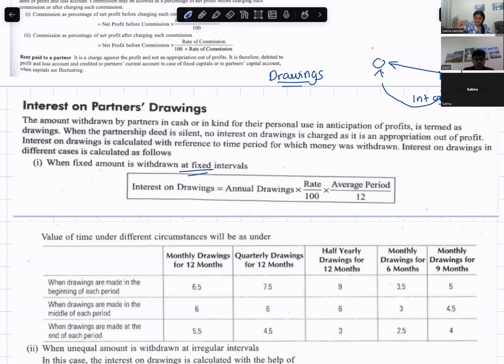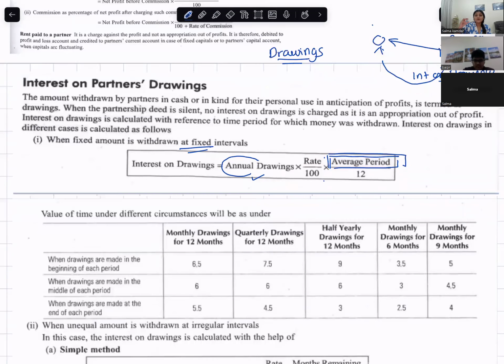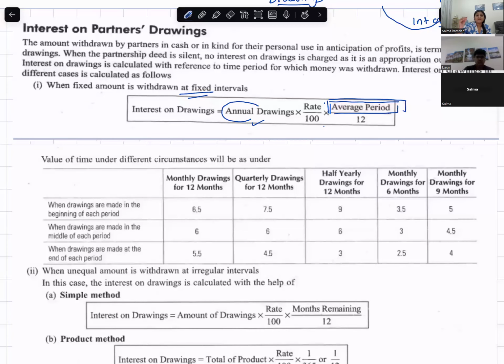When drawings are withdrawn at fixed intervals, the interest on drawings will be calculated as the annual drawings. Just remember that it is annual drawings into the rate upon 100 into average period. Now, this average period will keep on changing. Are you with me? Yes, ma'am. So, the annual drawings into rate into average period divided by 12.